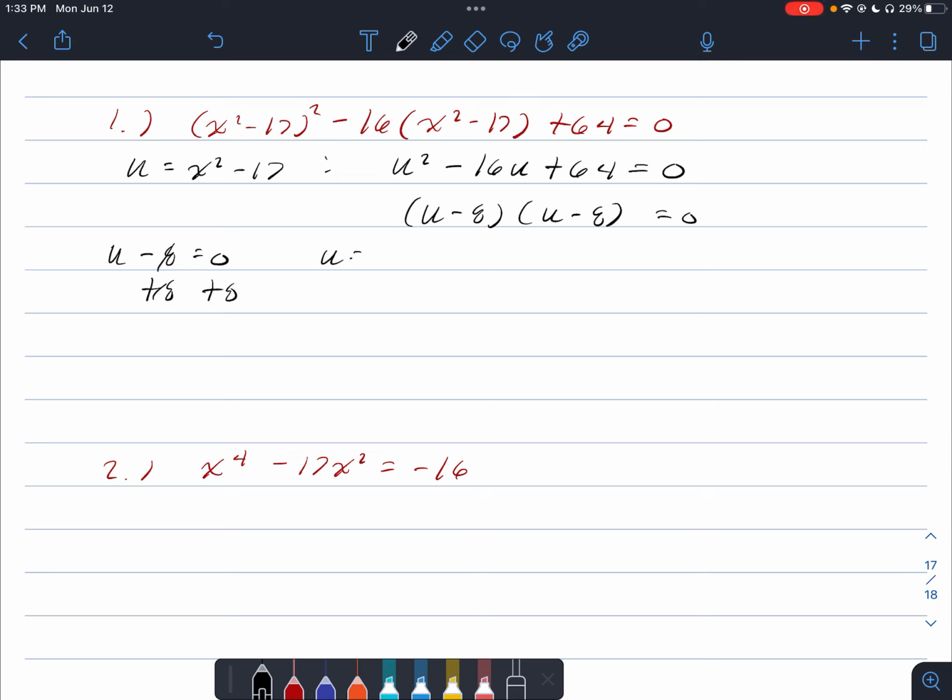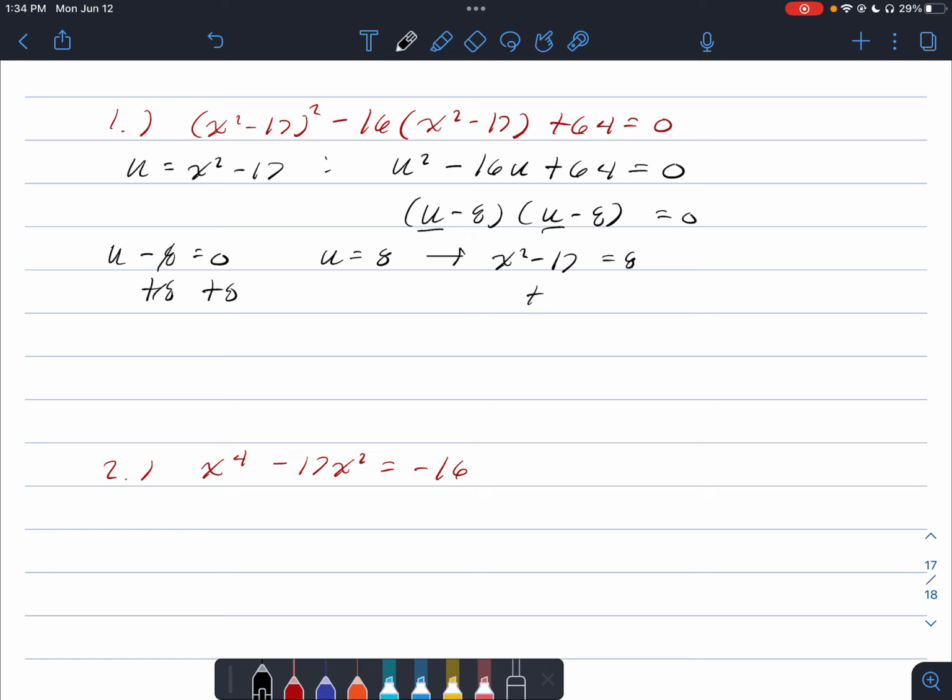And we have u is equal to 8. So if u is equal to 8, then this whole equation is equal to 0. If you plug it in here or here, either one of these would be equal to 0. So u is equal to 8. But we know that u is equal to x squared minus 17. So in reality, this is x squared minus 17 is equal to 8.